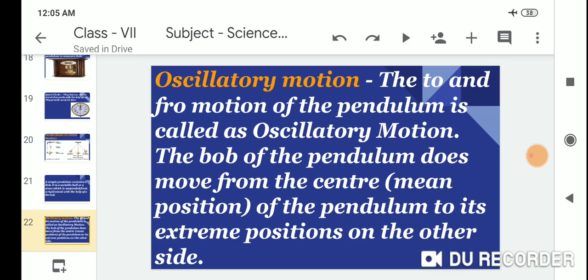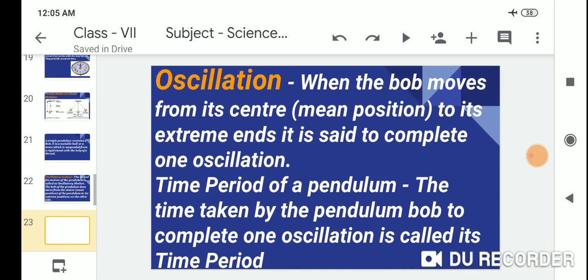Oscillatory motion. The to-and-fro motion of the pendulum is called oscillatory motion. The bob of the pendulum moves from the center main position of the pendulum to its extreme position on the other side. It's called oscillatory motion.